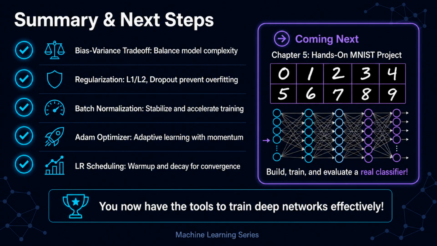Batch normalization stabilizes training by normalizing layer inputs, while layer normalization is preferred for sequential models. Among optimizers, Adam combines momentum and adaptive learning rates with bias correction, making it the default choice for most applications. Learning rate scheduling with strategies like cosine annealing and warm-up further improves training quality. In the next chapter, we'll put all of this to work in a hands-on project: building, training, and evaluating a handwritten digit classifier on the MNIST dataset.